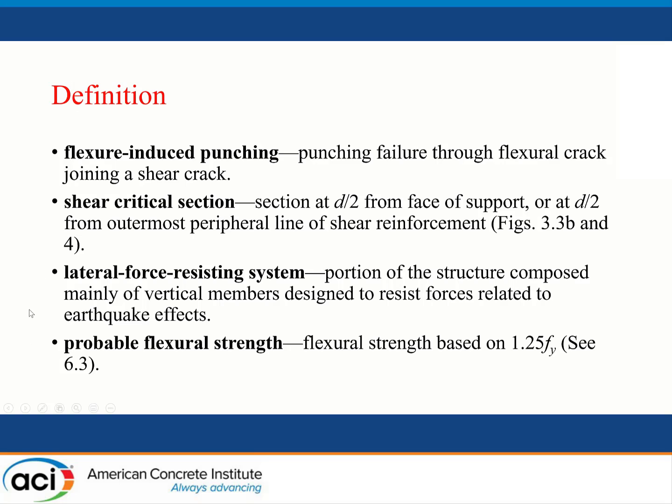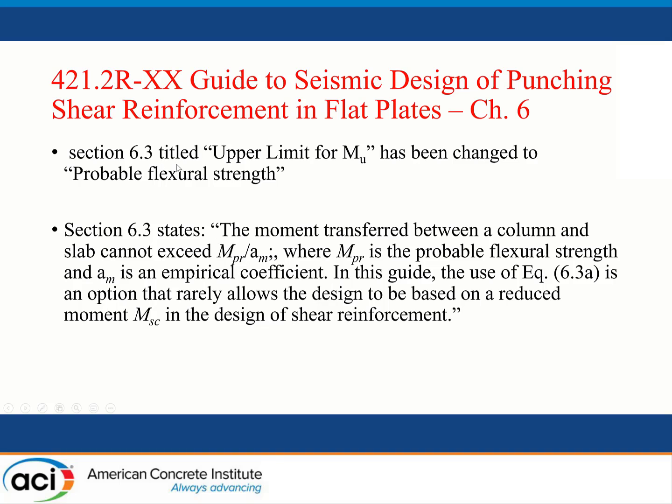Some definitions have also been added that were not presented before or were modified, such as flexure punching, shear critical sections, and lateral force resisting systems. Those were with some modifications, and the probable flexural strength was added to be consistent with ACI 318 and other documents. In chapter 6, section 6.3, that was titled upper limit for M sub U, has been changed to probable flexural strength, and there have been also modifications to this section.